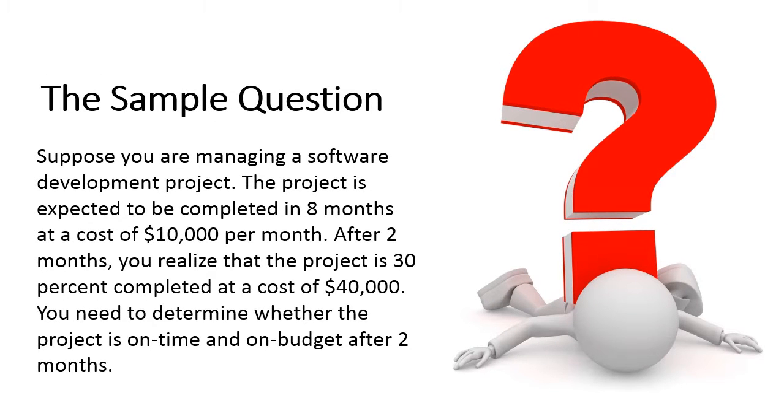The sample question. Suppose you are managing a software development project. The project is expected to be completed in 8 months at a cost of $10,000 per month. After 2 months, you realize that the project is 30% complete at a cost of $40,000. You need to determine whether the project is on time and on budget after 2 months.